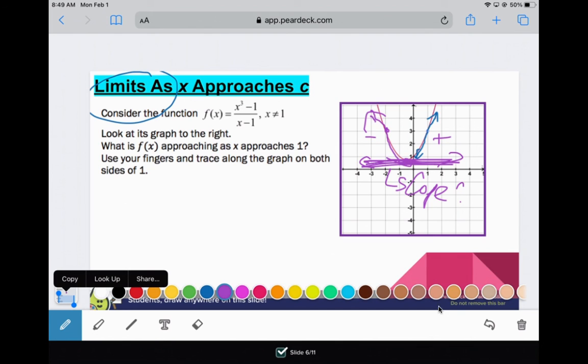You can unmute, you can put it in the chat. It doesn't matter. What do you guys think? Zero? Okay. Yes, it's zero. It's horizontal. If you look at the line that I draw, it's a horizontal line.